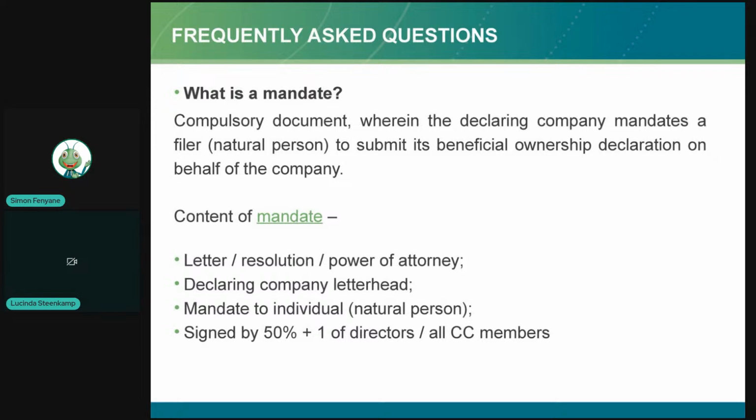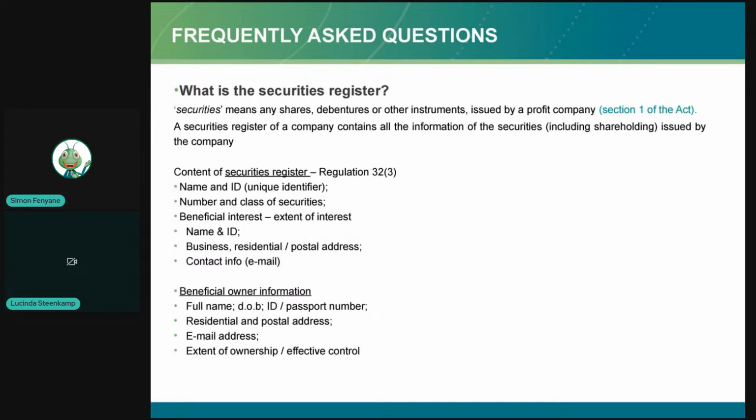The mandate then is given to an individual, a natural person, so full names and surname, as well as the ID number of the filer, the person being given the mandate, and it must be signed by 50% plus one of the directors, and in the case of a CC, by all members. Where you have an MPC, of course, they're still directors, so the 50% plus one still applies. That's what the mandate needs to look like.